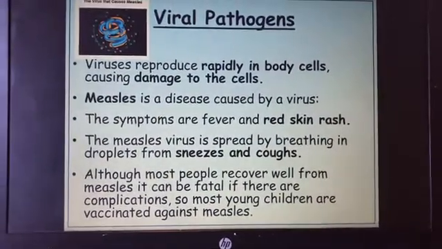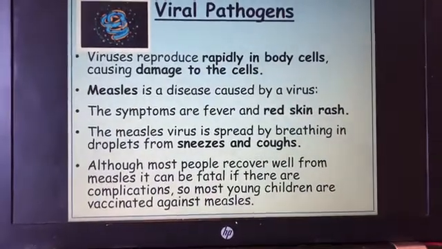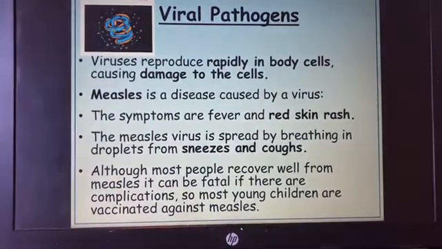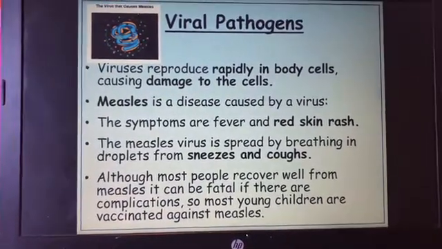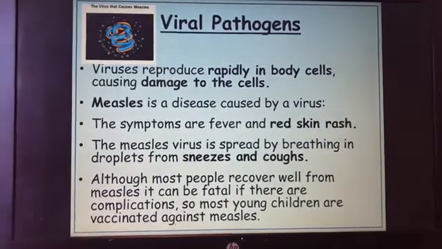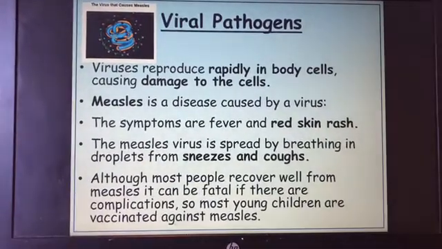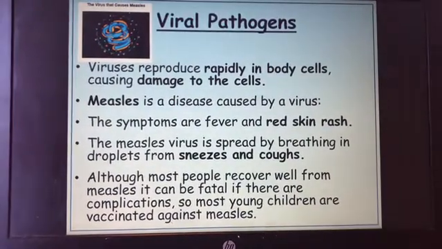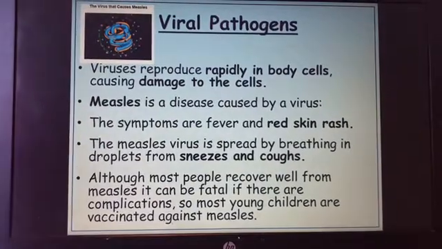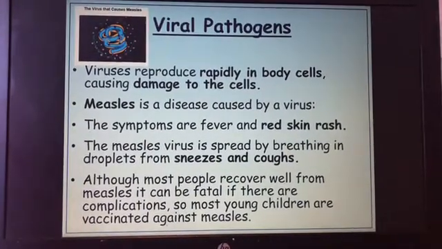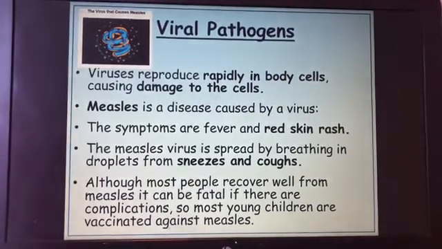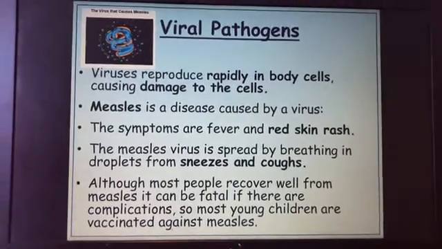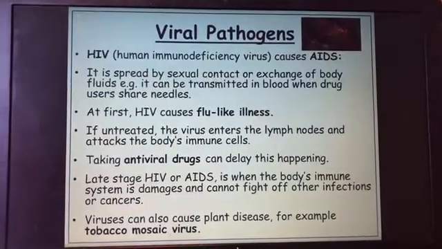So viral pathogens, viruses, the way they make us feel ill is they reproduce inside our body cells and burst them open, causing damage to the cells. Measles is an example of a disease caused by a virus, and the symptoms are fever, red skin rash, high temperature, fatigue, etc. The measles virus is spread by breathing in droplets from coughs and sneezes. Most people do recover well from measles, but it can be fatal if there are complications. Actually, most children these days are vaccinated against measles.